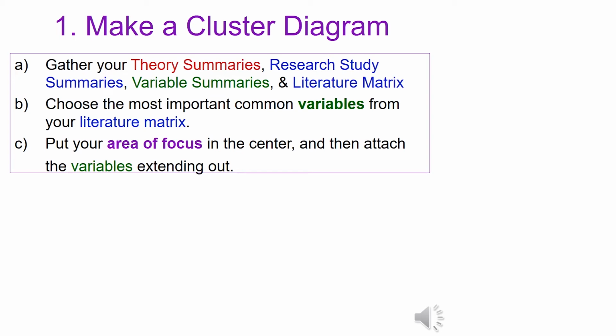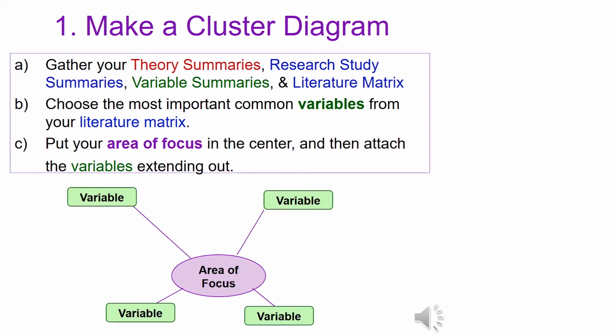So down the line, during our discussion, we were gathering theory summaries sheet, research study summaries, variable summary, literature matrix. All that we are trying to capture here. Choose the most common variables from your literature matrix. Put your area of focus in the center and then attach the variables extending out, so that it helps you to articulate your research framework, theoretical framework, or a conceptual model or a research model.